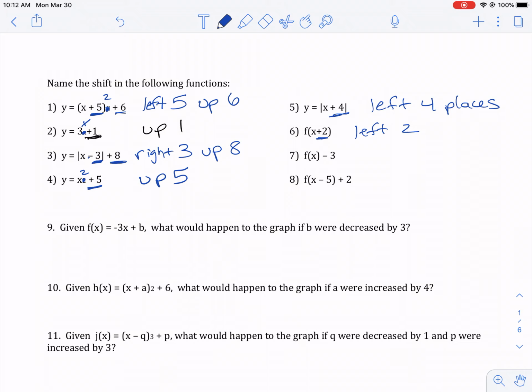So same thing with number 7. The negative 3 is outside of the x, which means it's a vertical shift. So whatever their mystery function is, it's going to shift down 3. And then number 8, we have a negative 5 in with the x, so that's the horizontal shift in the opposite direction it appears. So we're going to go right 5, and on the outside, up 2. So whatever their mystery function is, it's going to go right 5 and up 2.